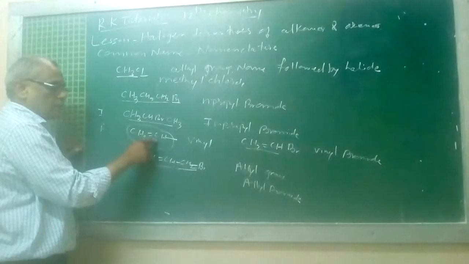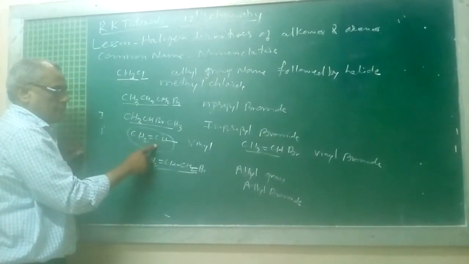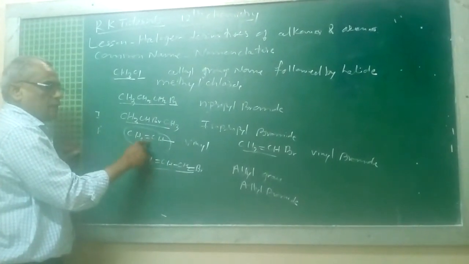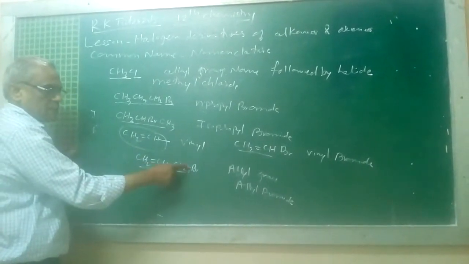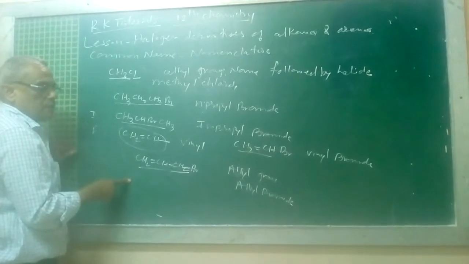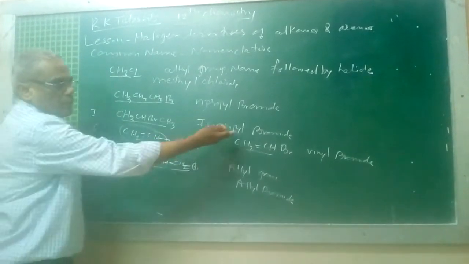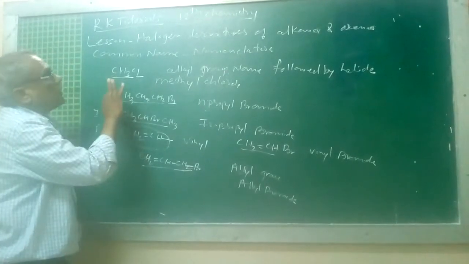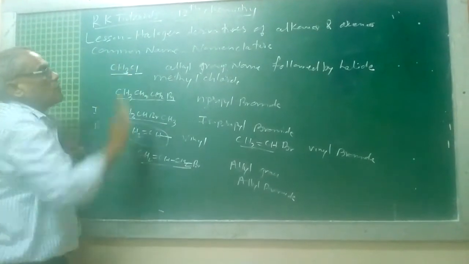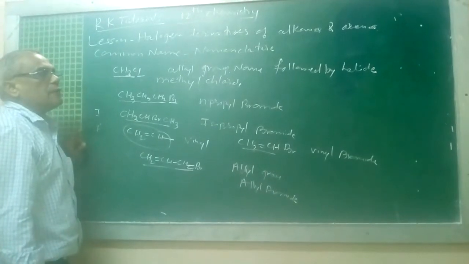Sometimes double bond compounds are also included in it. CH2=CH is the vinyl group, it is known as vinyl. CH2=CH-CH2 having a single valence is the allyl group. So these examples are vinyl bromide and allyl bromide. Okay, so that is up to the common name of the halogen derivatives of alkanes.